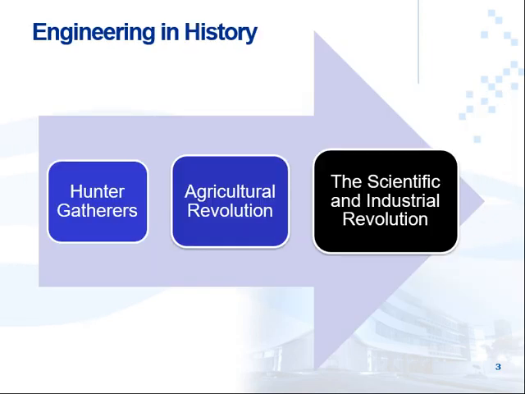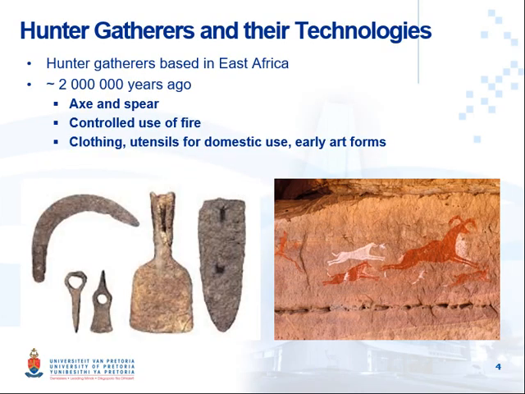We are going to start talking about hunter-gatherers, and after that we will move towards the industrial revolution and what happened between hunter-gatherers and the industrial revolution. Let's start with the origin of early technologies in the Stone Age.